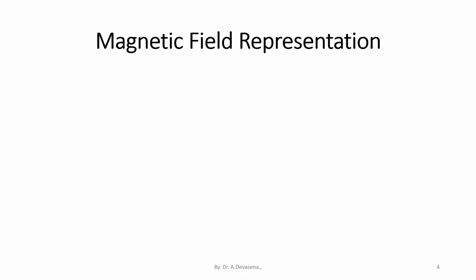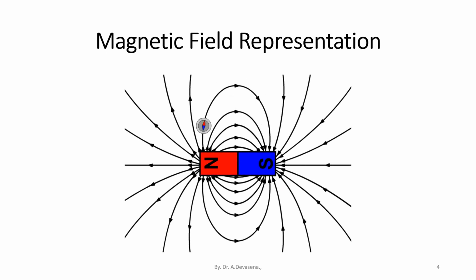Let us see magnetic field representation with a small animation. Here we have a magnet. We know that the magnet has a north pole and a south pole. North pole is shaded with red color. South pole is shaded with blue color. A field is created around the bar magnet. This is indicated in the diagram.